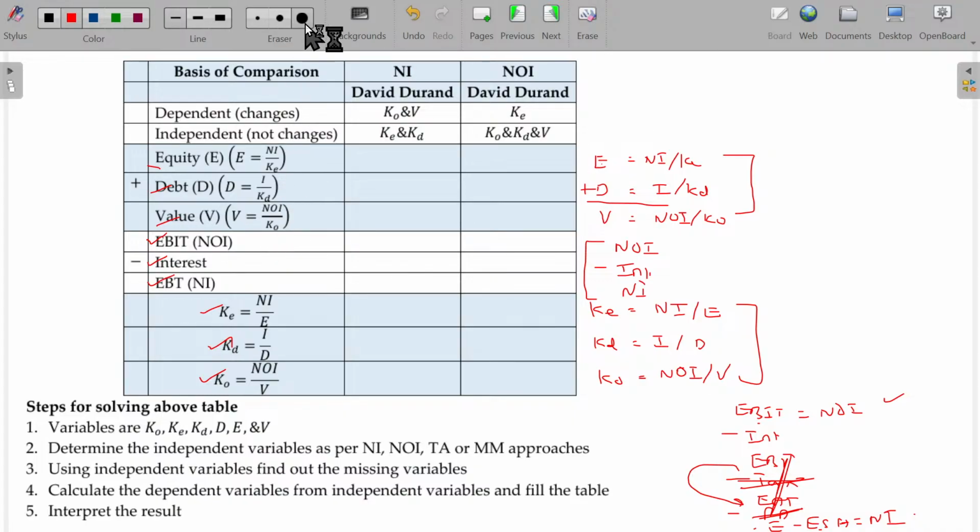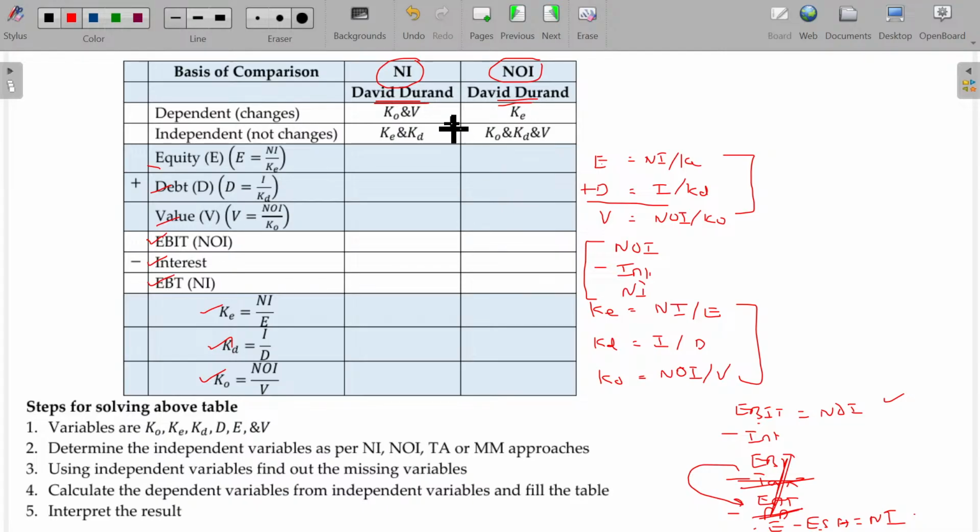Now, who gave the idea about NI and NOI? Both were propounded by the same person, David Durand, who coined either this approach or that approach. Later, Modigliani and Miller supported NOI. Later, he himself reversed his own opinion because of criticism. Right.